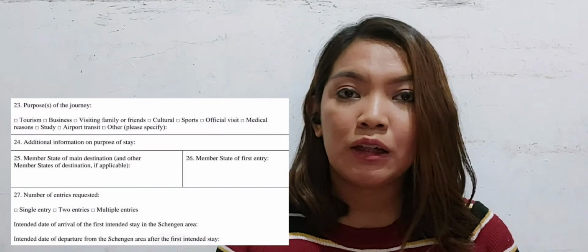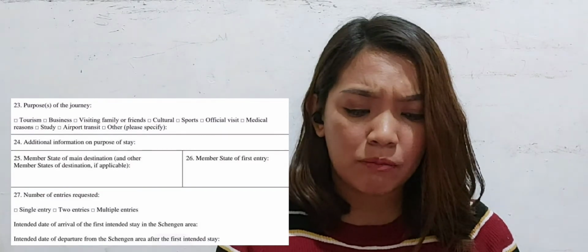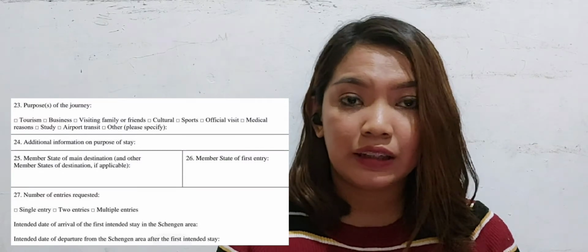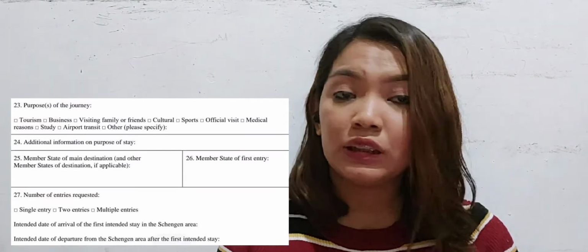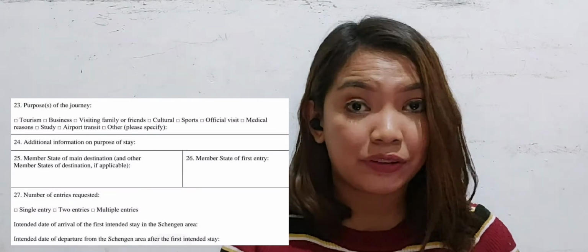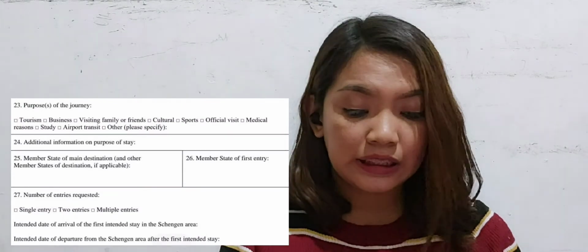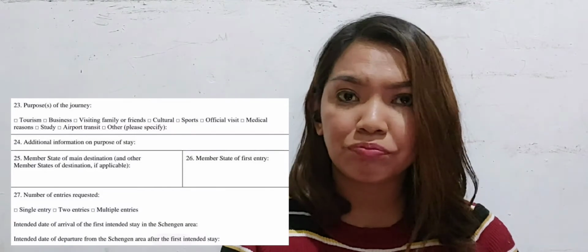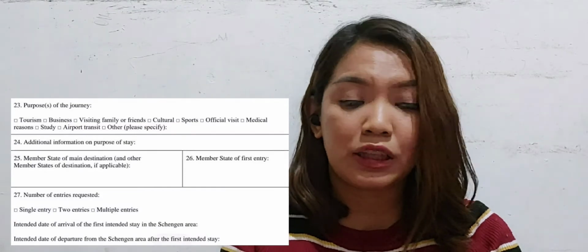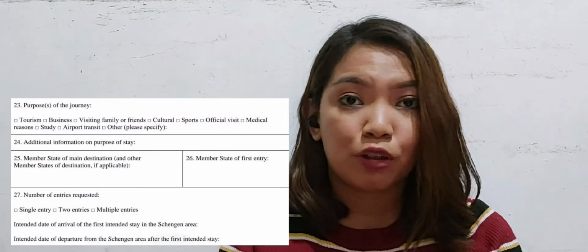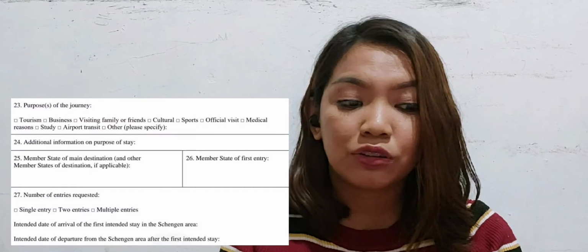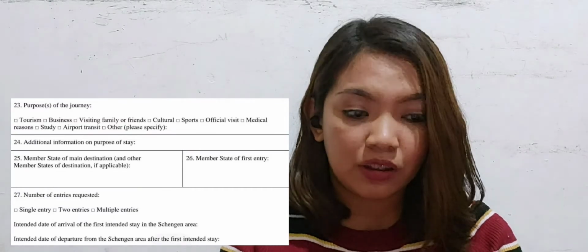So your main destination is going to be in Sweden, right? And then for number 26, it's going to ask which country you're going to first enter. Next is number 27. For this one, it's going to ask how many entries you're requesting, if you want only single entry, 2 entries, or multiple entries.